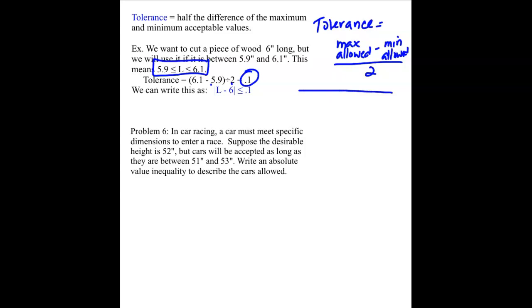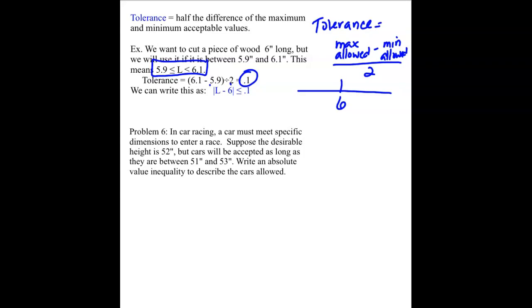So if you picture on a number line, there's 6. We are saying that we are tolerant of it being either 0.1 above that or 0.1 below it. So that gets us to our 6.1 or our 5.9 values. And we're okay being anywhere in between there.